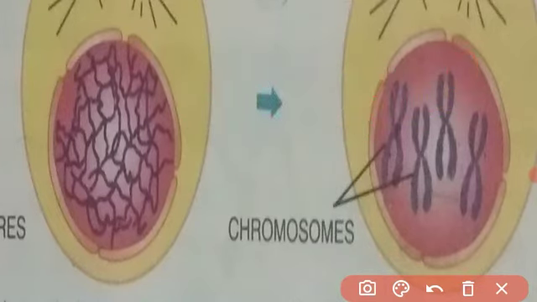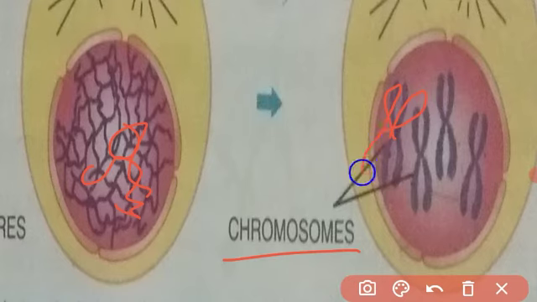But during the cell division, at that time these chromatin fibers are condensed and form the chromosome. Got it? What is meant by chromosome? Chromosome is a chromatin fiber. But during the cell division, these chromatin fibers are condensed and form a chromosome. Got it? And in that video, we are going to study the chromosomes in detail.